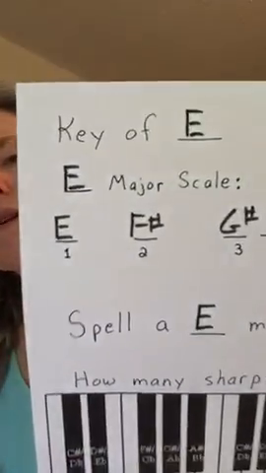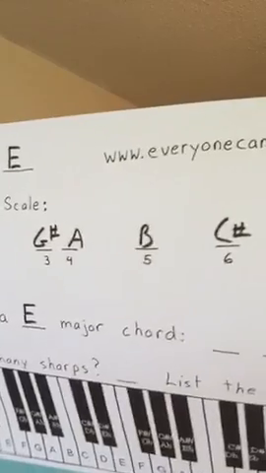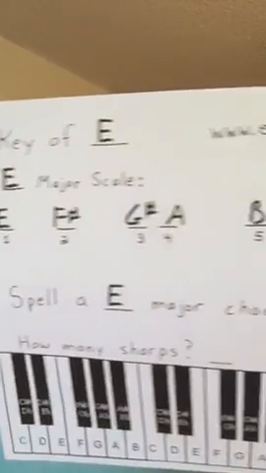So, okay, under your E major scale, you're going to write E in the blank, spell an E major chord. Can you spell an E major chord now? First note, third note, and fifth note. So it's E, G sharp, B. And underneath that, how many sharps? We have 4 sharps now. And if you list them, it's going to be F sharp, G sharp, C sharp, and D sharp.